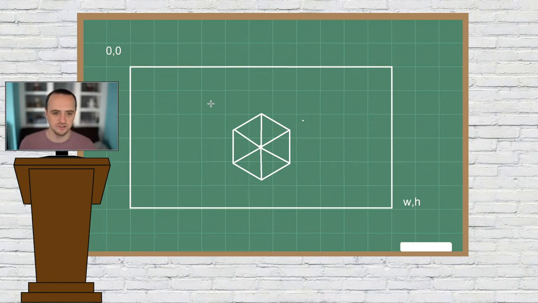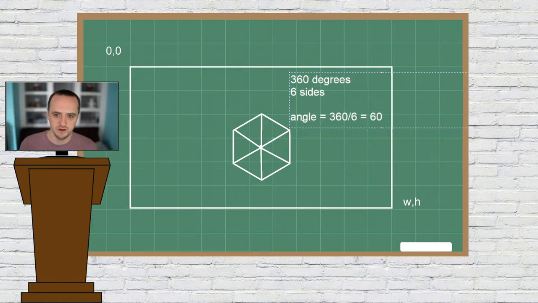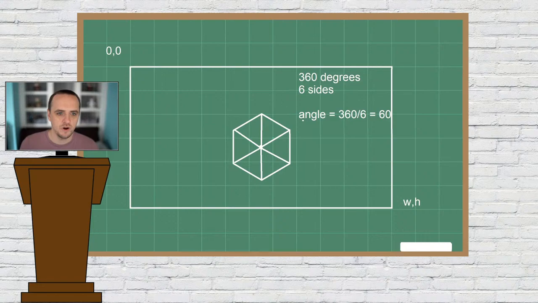And those are going to be the directions that my smaller entities are going to go in. So if I have six sides, like I have right here, then I have 360 degrees in a circle. I have six sides. So the angle is going to be equal to 360 divided by 6 equals 60 degrees. So if I move this over here just a little bit, the angle in here is 60 degrees. The angle right here is 60 degrees. The angle right here is 60 degrees. Now, it turns out that when you're using most graphics libraries, 0 degrees is right here, okay? It's along the x-axis.